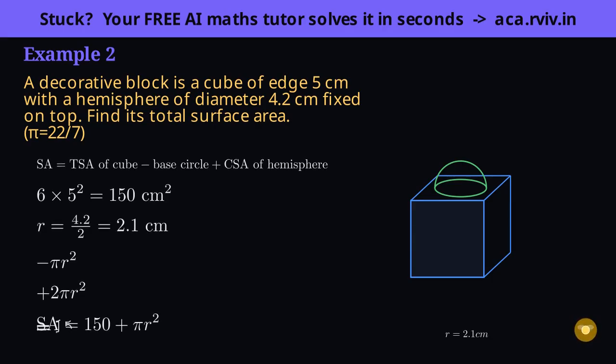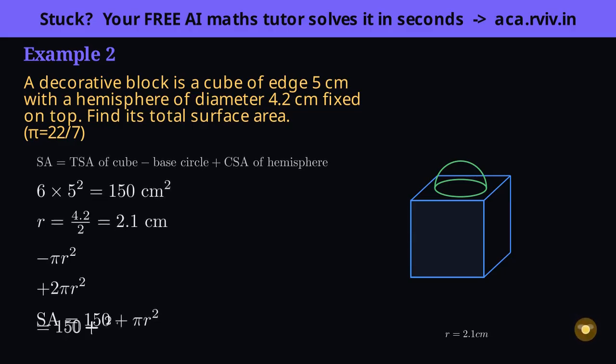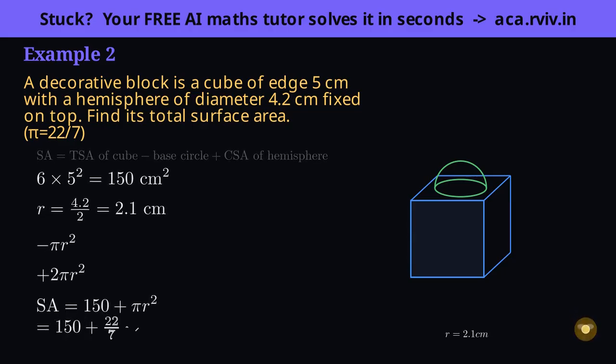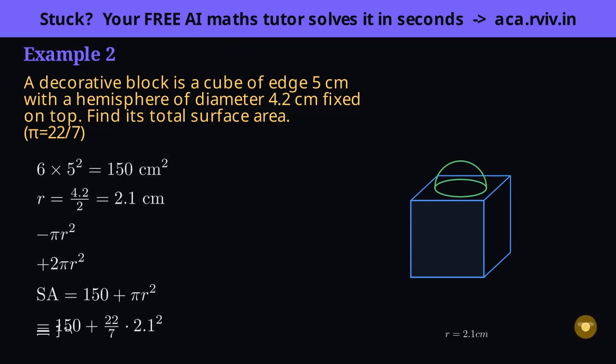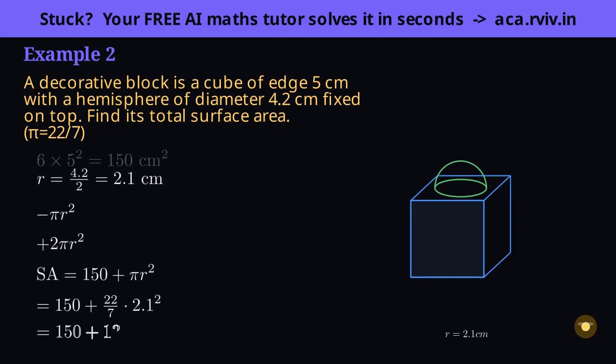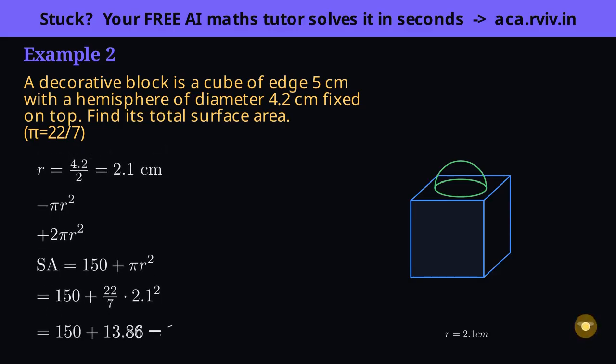So substitute pi as 22/7 times the radius 2.1 squared, added onto 150. Evaluate that pi r squared, it works out to 13.86, and added to the cube's 150 for the total surface area.